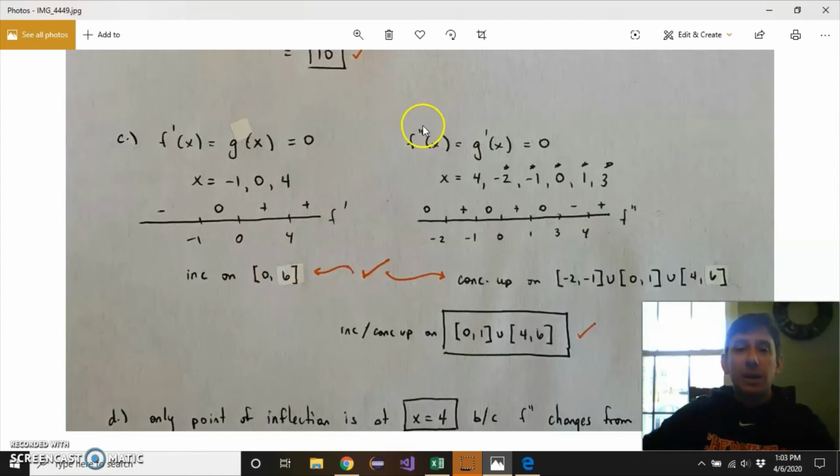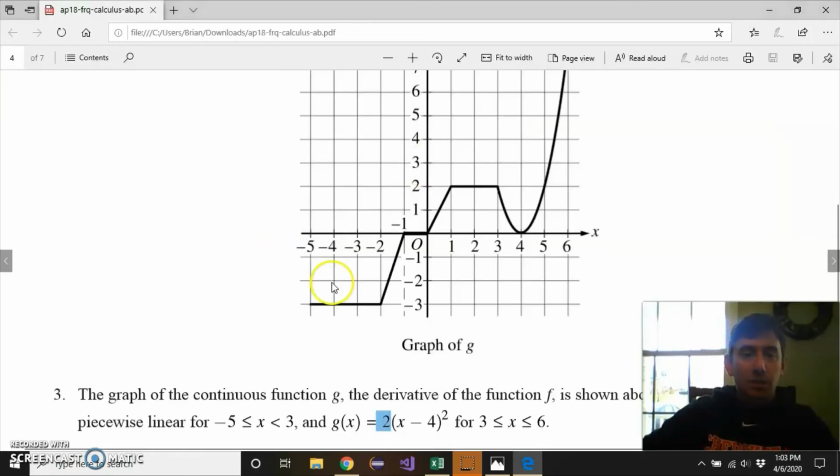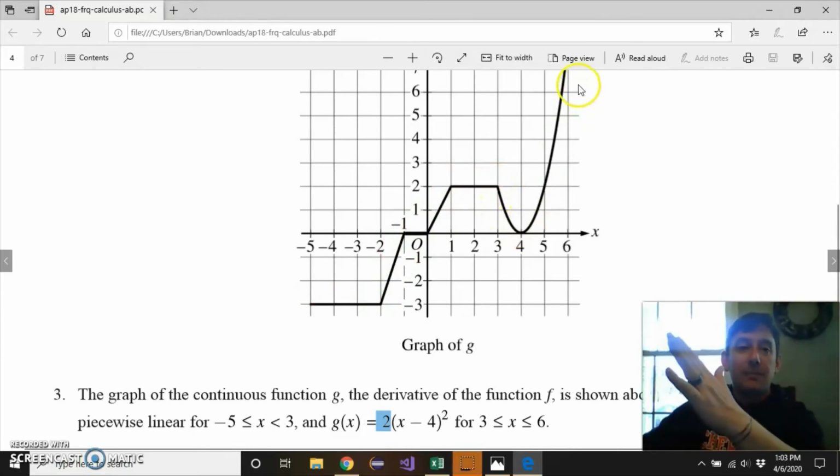Now let's figure out where it's concave up. That means we're looking for where f double prime, aka g prime, equals 0, so that we can see where g prime, aka f double prime, is changing from positive to negative. So g prime is the slope of g. So that means the slope of this is 0, the slope of this is positive, then it's 0, then it's positive, then it's 0, then it's negative, and then it's positive again.